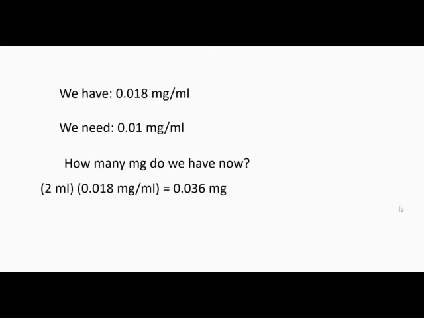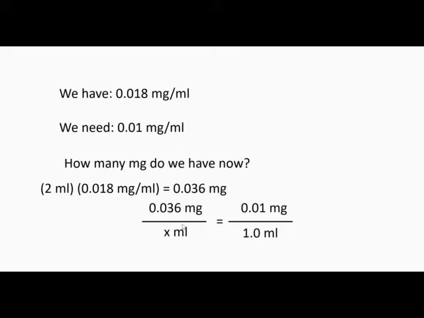We have 2 milliliters. If you recall, we resuspended our chloroplast pellet in 2 milliliters of suspension buffer. So now we know the total volume we have and the concentration of that volume. Multiply the two together and you get 0.036 milligrams. So we know how many milligrams we have. Now we need to know what volume to put those milligrams in to get it to the right concentration.